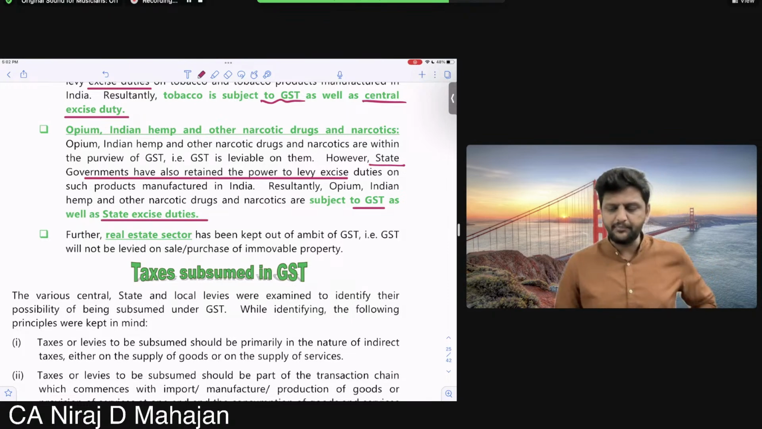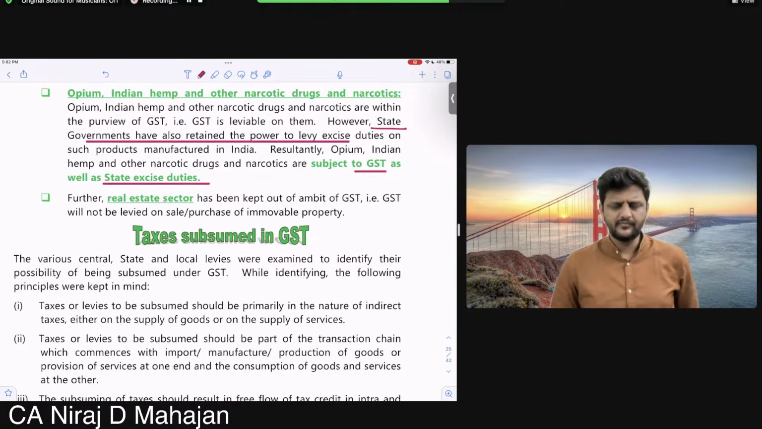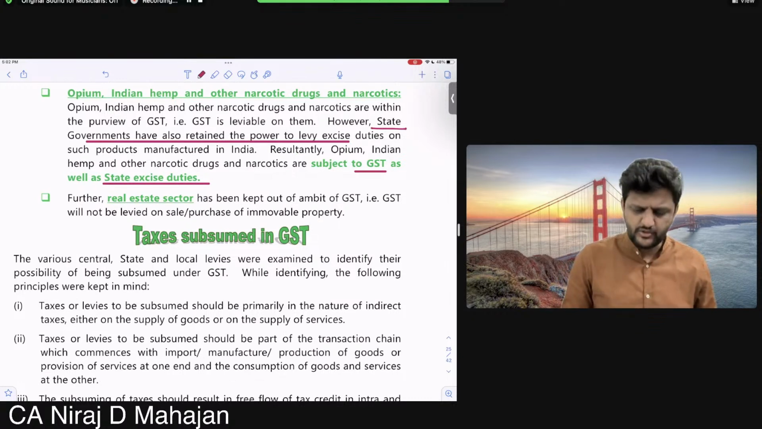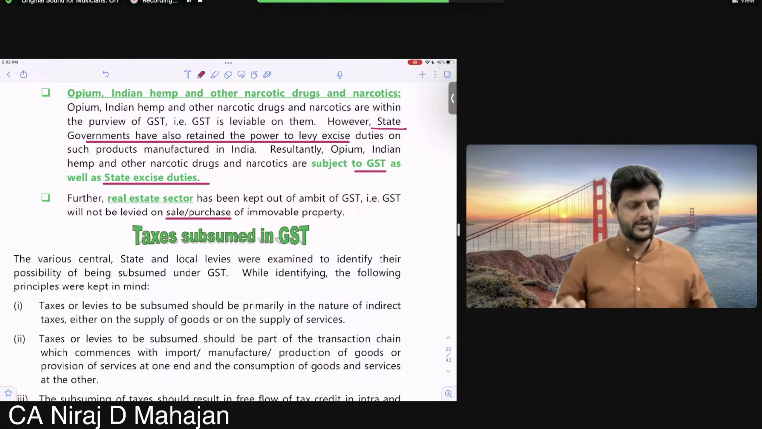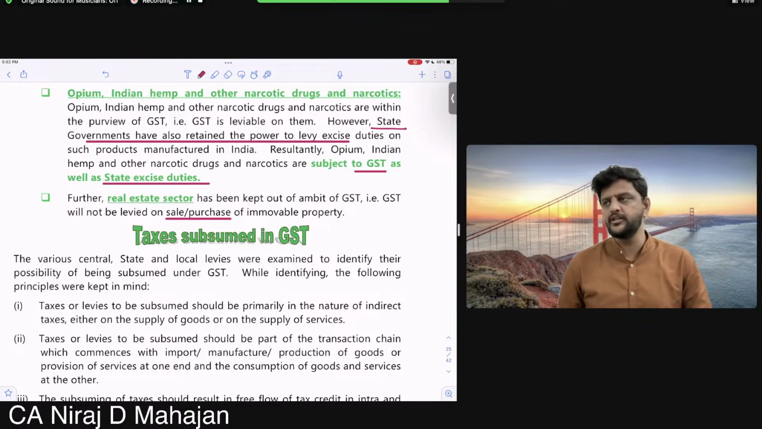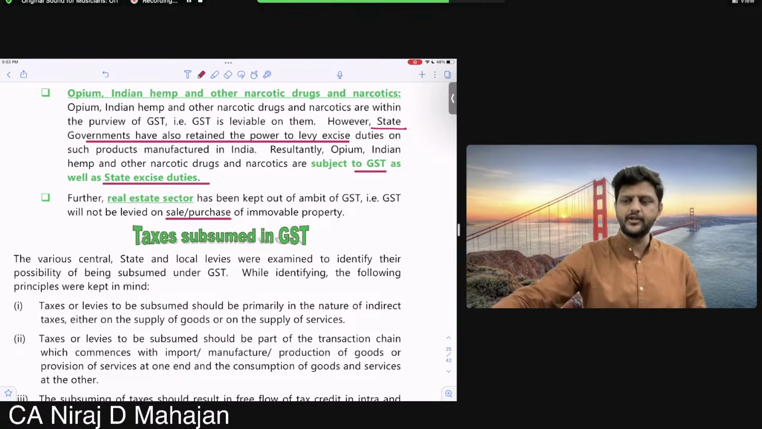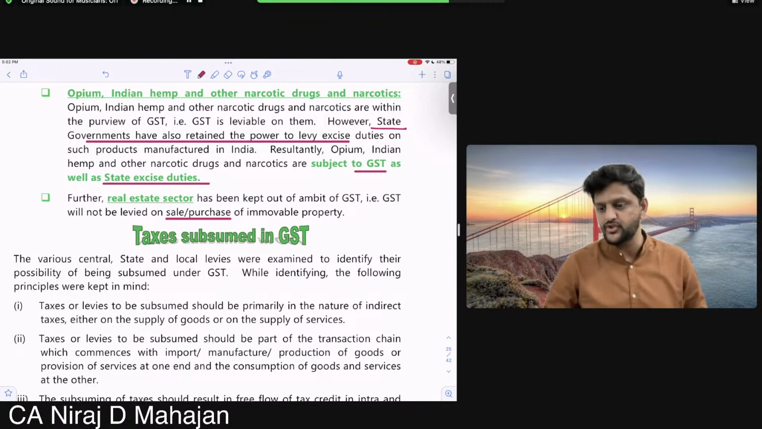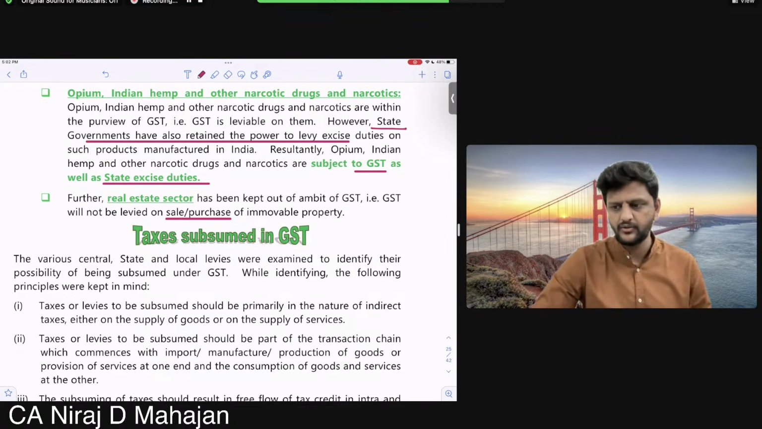Real estate, children, is directly kept out of GST. On sale and purchase of immovable property, GST is not applicable on a regular, day to day basis. But when a builder sells, that time GST is applicable, okay? Because when the builder sells, he is not just selling you immovable property. In fact, he is selling you the service of construction also. Service of construction, I said, okay?